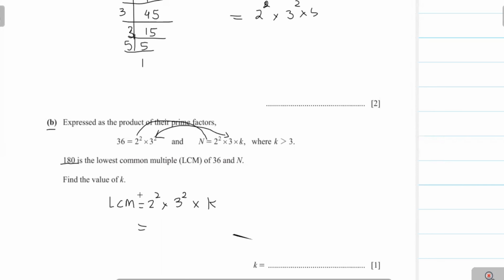You see here the LCM of these numbers is 180. We write here 2 power 2 into 3 power 2 into 5. That is 180. And 2 power 2 is written as it is, 3 power 2 is written as it is, k is written as it is. It would be cancelled. And therefore, we can write k is equal to 5. This is the answer.